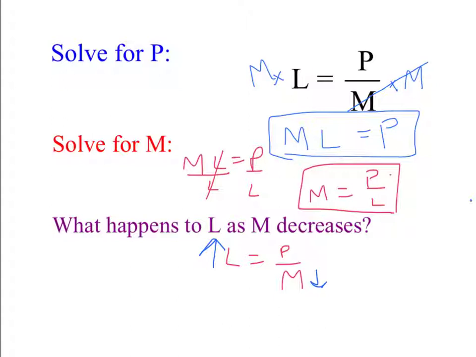And vice versa. If P was to decrease, if my numerator got smaller and smaller, all the way down to 1 divided by some big number for M, then my answer is going to also get smaller. So as P decreases, L would decrease. This is the example of what might happen for direct and inverse relationships.